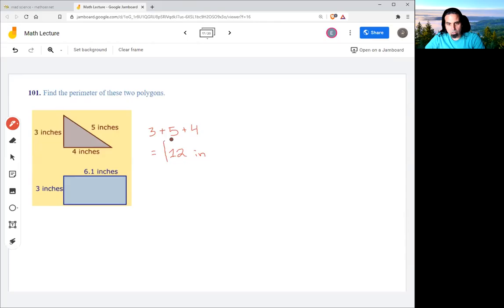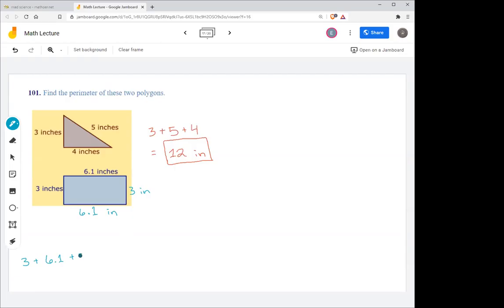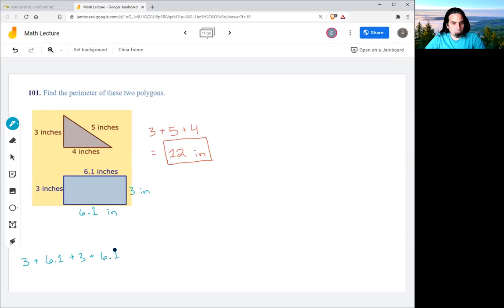For the blue one, this is a rectangle and they've only labeled two of the sides. They're trying to trick us. What is the distance of this side over here? 3 inches, because it's the same as the opposite. And then how far is the bottom? It's going to be the same as the top. So I can add all those up, and they get 12, 15, 18.2, if I did my mental math right.